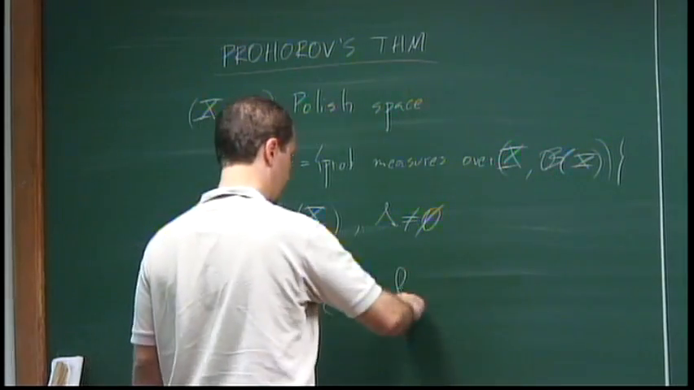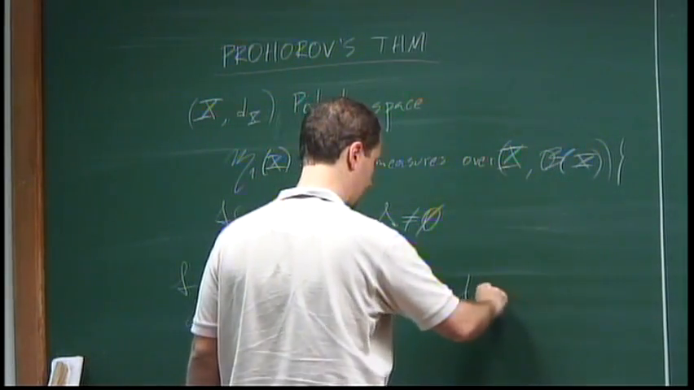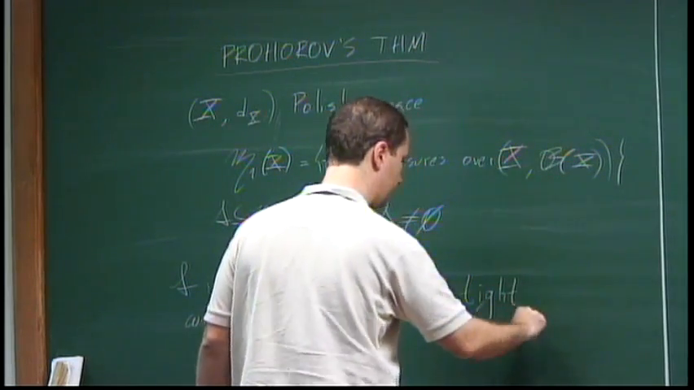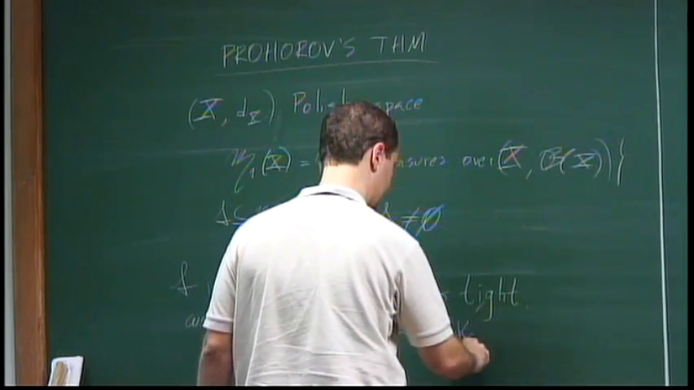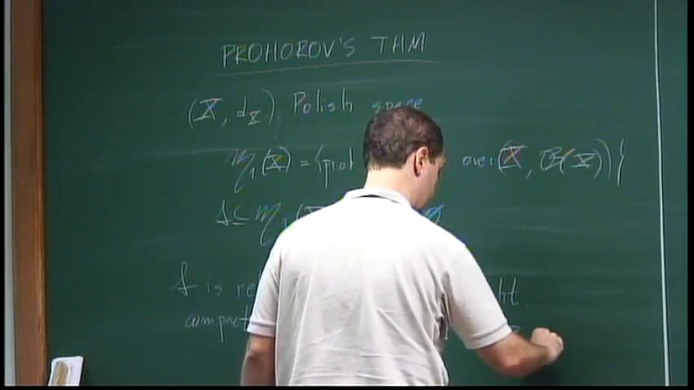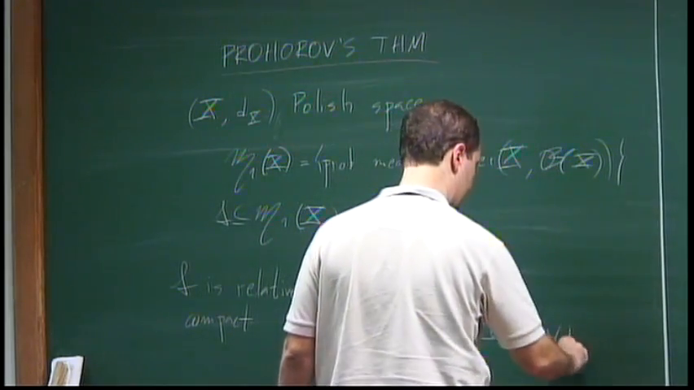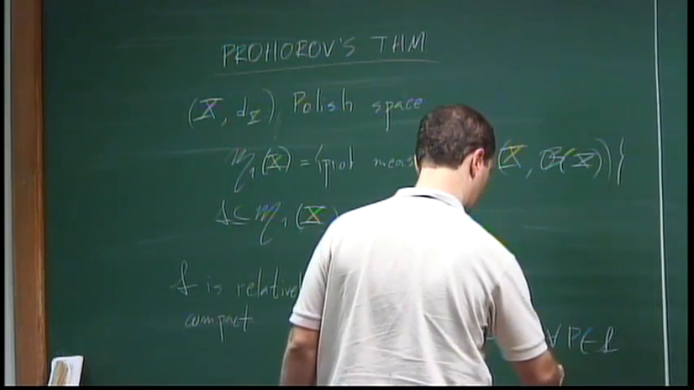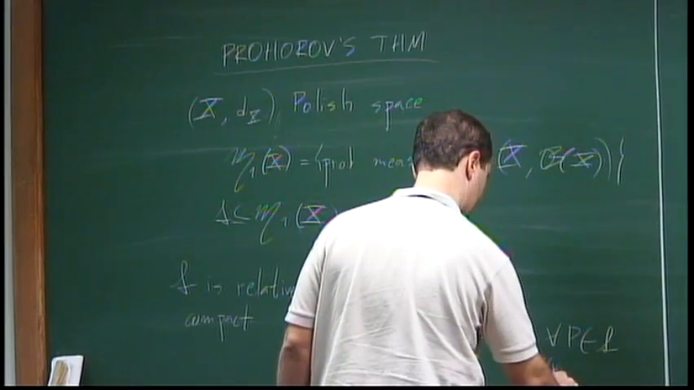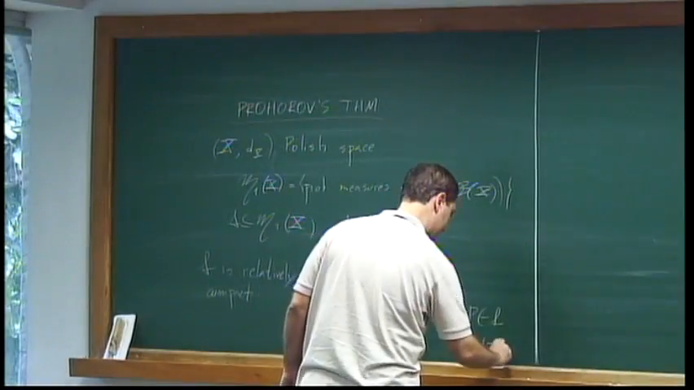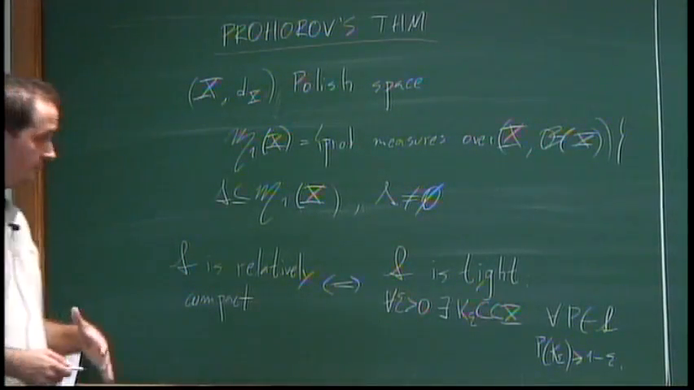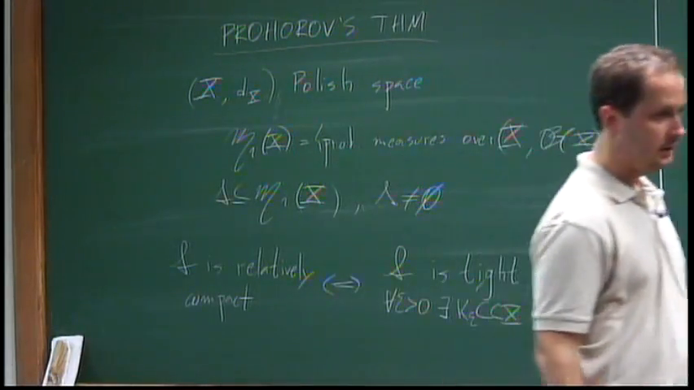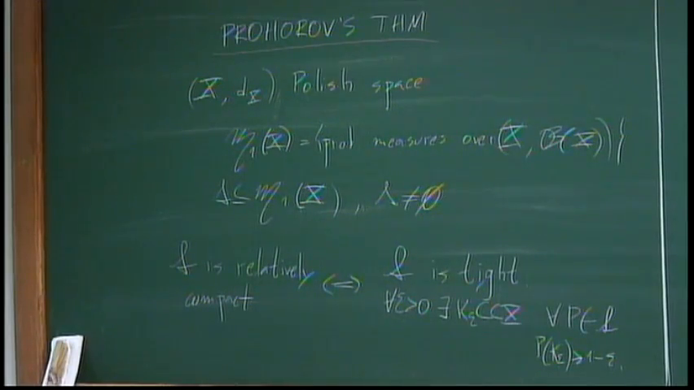If and only if S is tight, meaning that for all epsilon there exists a compact subset K_epsilon of X, such that for all P in S, P of K_epsilon is greater than 1 minus epsilon. So this is the theorem, and we have already discussed one special case of it, which is the case when X itself is compact. Okay.